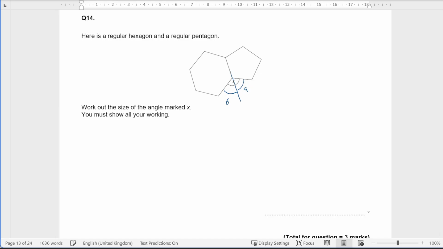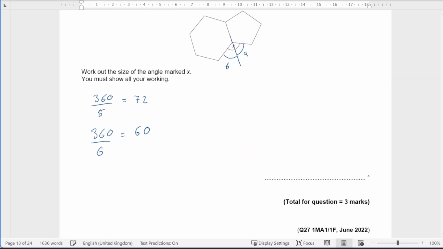So the size of angle A is going to be 360 divided by the number of angles, or 1, 2, 3, 4, 5, divided by 5, which is going to give us 5 going into 36 seven times with 1 remainder, so 72. And then I do the same for the other shape, so that's going to be 360 divided by 1, 2, 3, 4, 5, 6, divided by 6, so that's going to be 60. So the x is going to be those two angles added together, so 72 plus 60, which is going to give us 132.